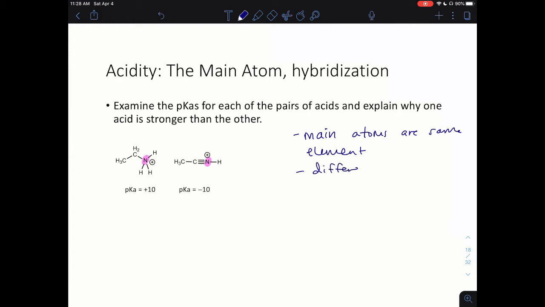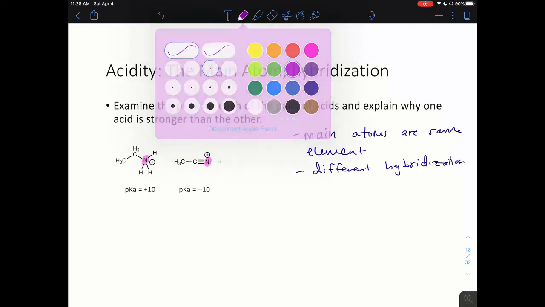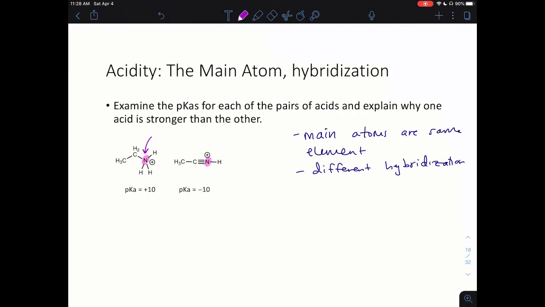They have different hybridizations. On the left, this nitrogen is sp3. On the right, this nitrogen is sp hybridized. So what, you may say? Well, let's just go by our analysis. Let's draw a base deprotonating each of these acids. Of course, I care about the nitrogen. I highlighted that because it's the main atom, the atom bonded to the acidic proton.